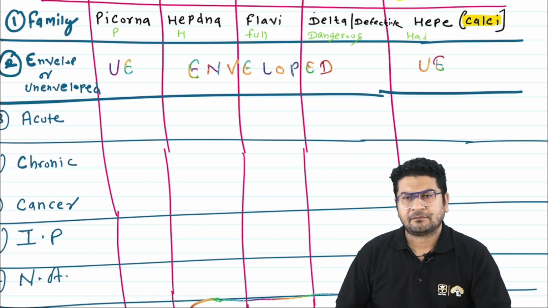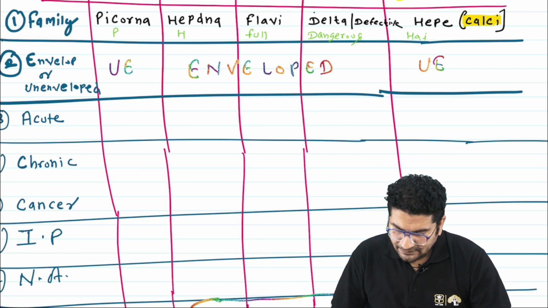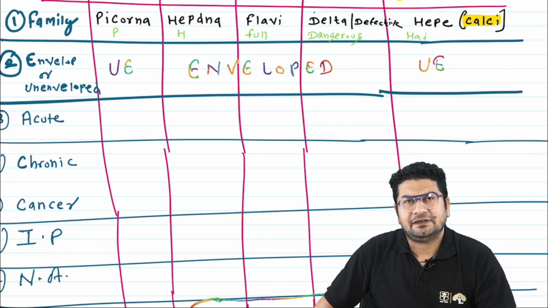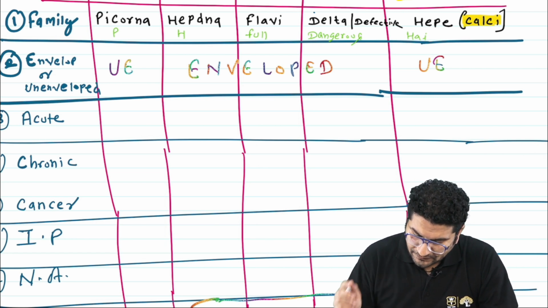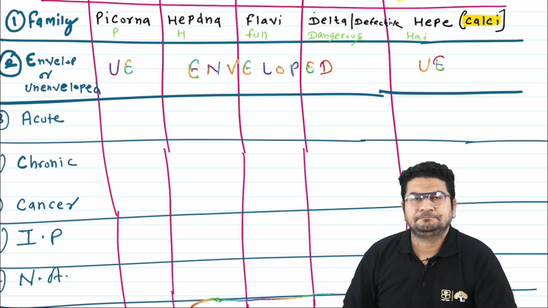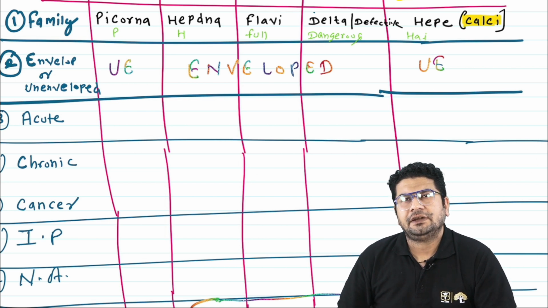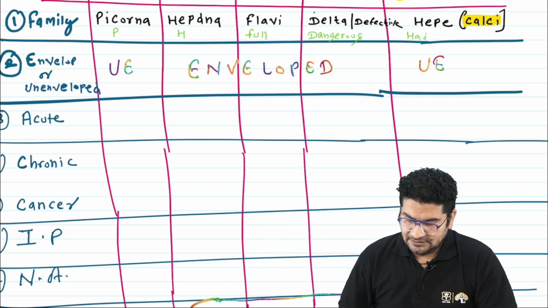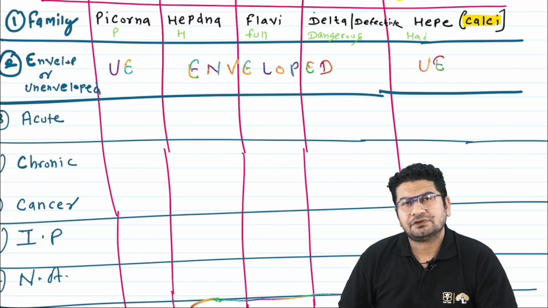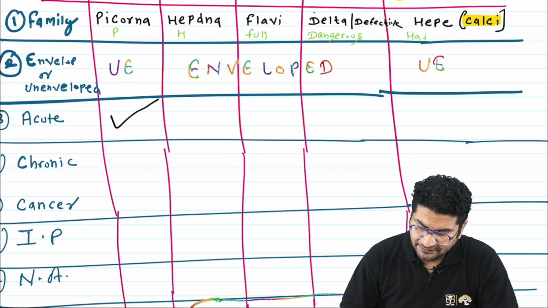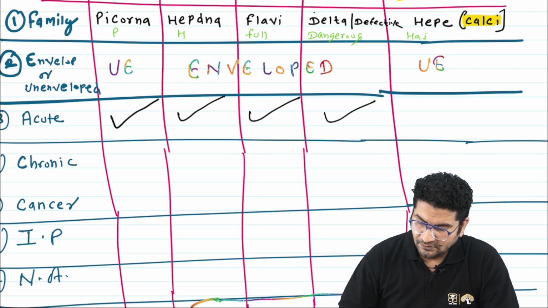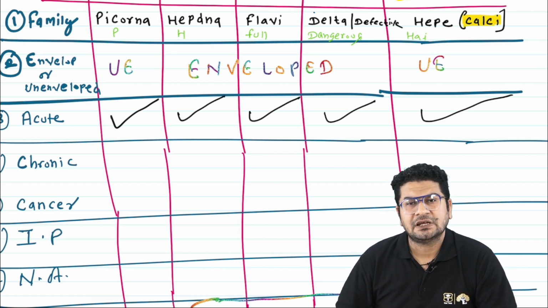Simple. So hepatitis A and E are naked or unenveloped viruses. Now if I ask you which of them will cause acute infection, you are saying, sir, A and E. But I have not asked you which is causing chronic infection. Acute infection can be caused by all viruses. So all can cause acute infection. Simple.